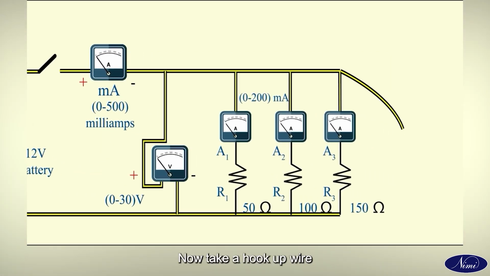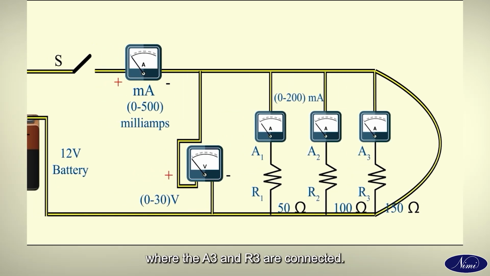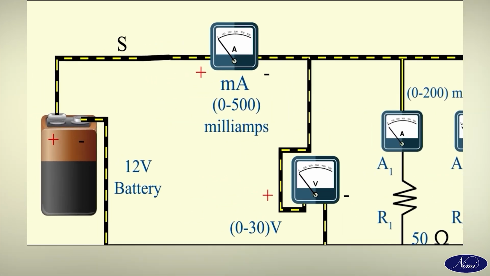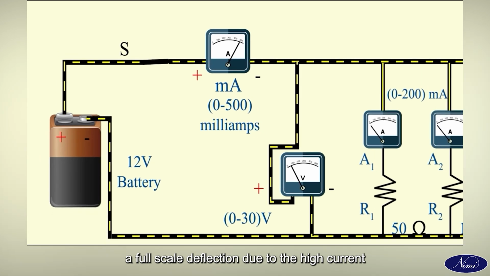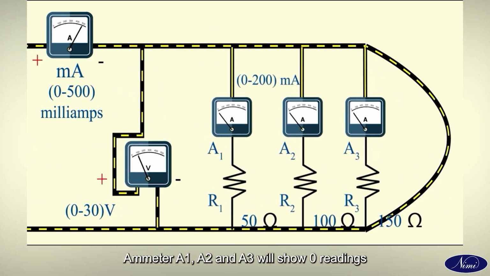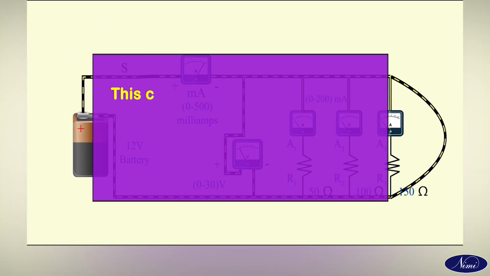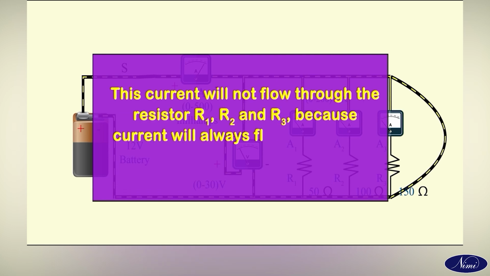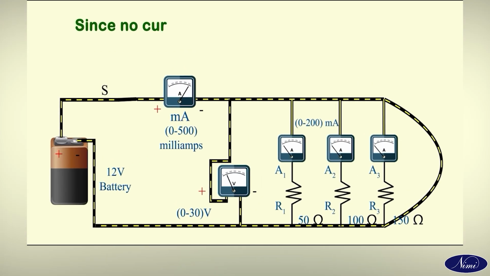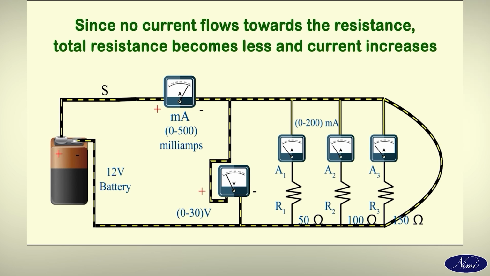Now take a hookup wire with enough length to make a short at branch 3 where the A3 and R3 are connected. You could see the ammeter needle A immediately read a full-scale deflection due to the high current. Ammeters A1, A2 and A3 will show 0 readings and the voltmeter measures the same 12 volts. This current will not flow through the resistors R1, R2 and R3 because current will always flow through the easy path. Since no current flows towards the resistances, total resistance becomes less and current increases.